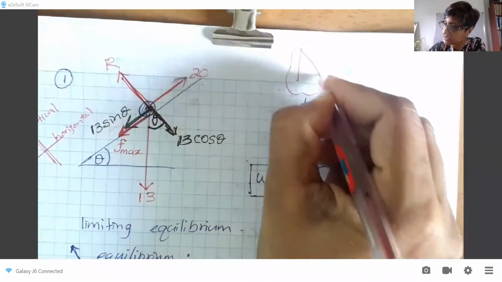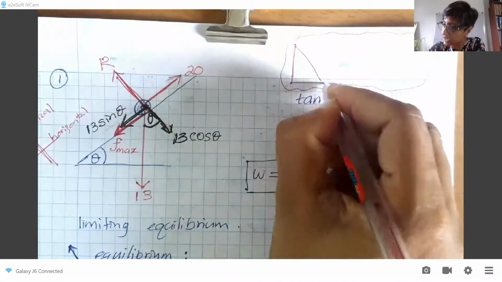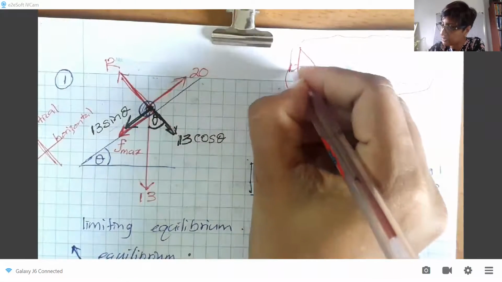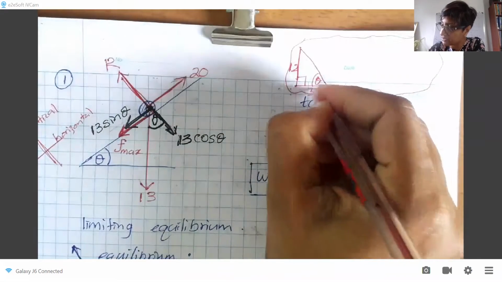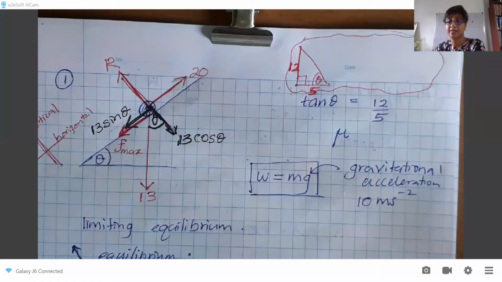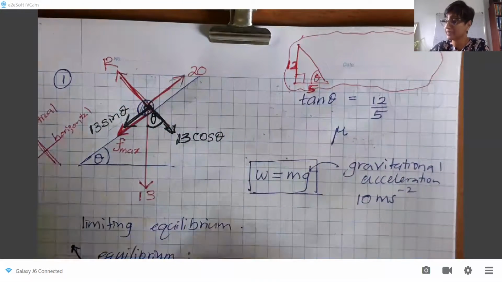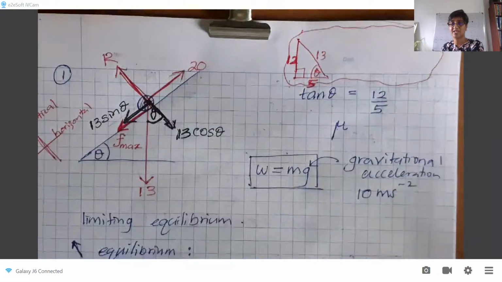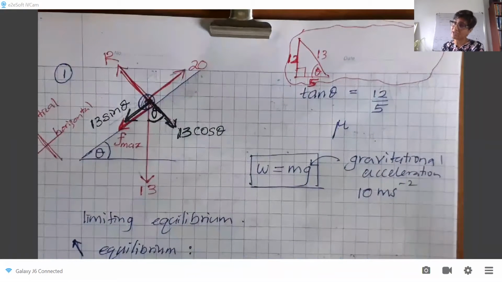I am given tan theta, so I can put that information into a right angle triangle. If this is theta, this is 12, and this is 5. That's what they have given me. Opposite is 12, adjacent is 5. Then my hypotenuse would be 13. It's a Pythagorean triplet. 12, 13, 5. I hope you know it. If you don't know it, use the calculator. You will find the length of the hypotenuse to be 13.